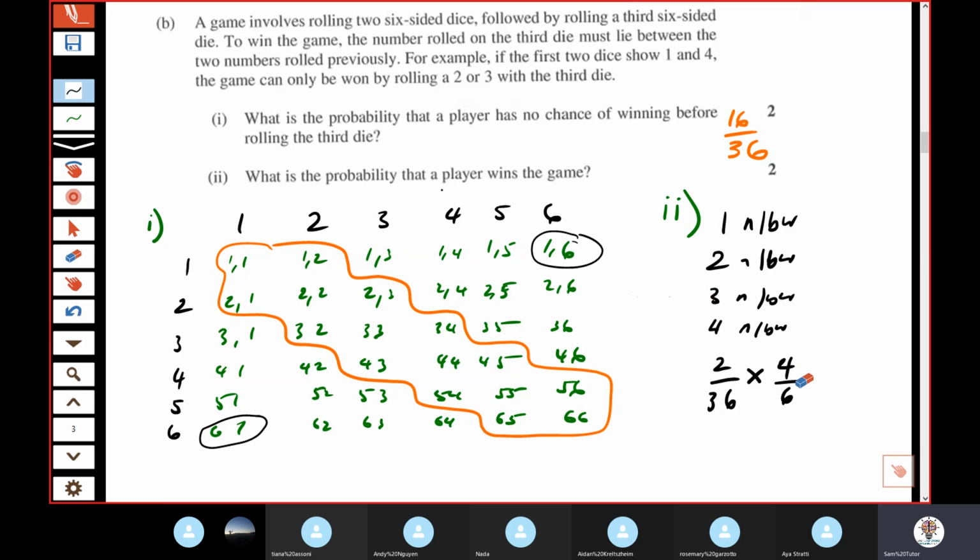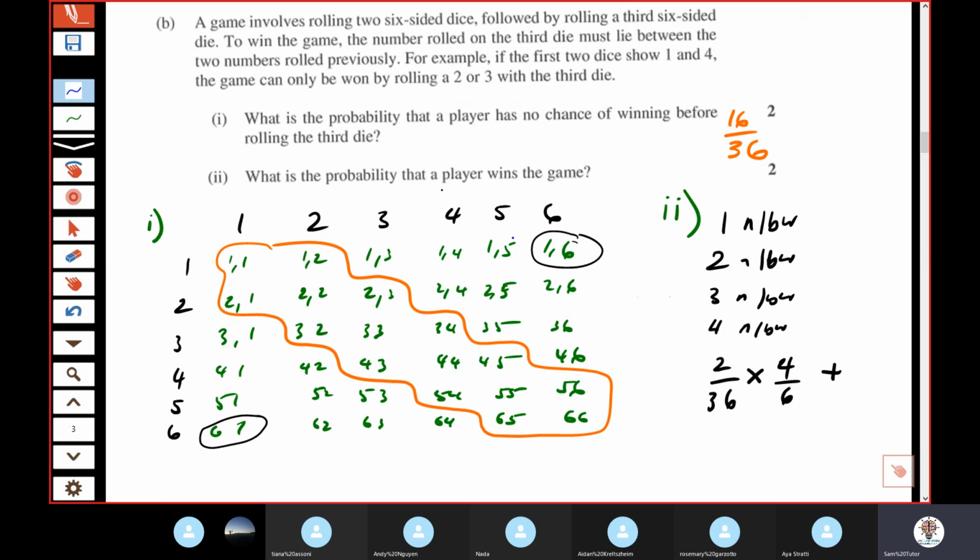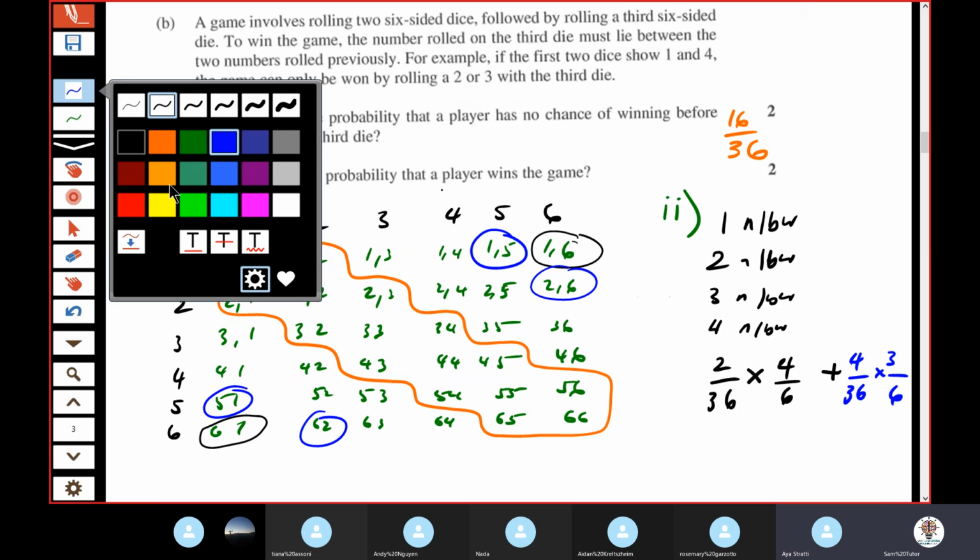Does that make sense? Then, plus, now I'm going to do three numbers between. Three numbers between would be 2, 3, 4, and this one, 3, 4, 5. So then that'll be 5 and 1, 6 and 2. Any other ones? I don't think so. So that should be 4 out of 36 times, and then with three numbers in between, 3 out of 6. Get the idea?